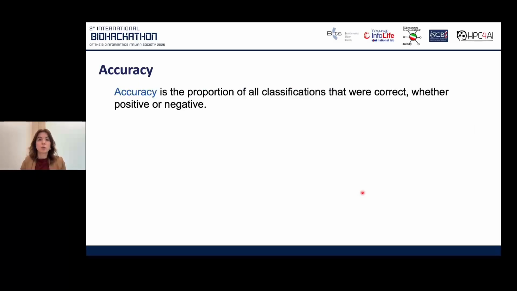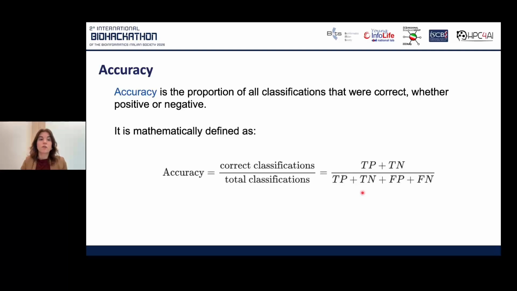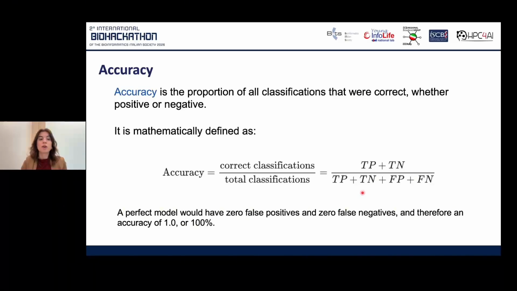So true and false positives and negatives are used to calculate several metrics. The first we can start with is, of course, accuracy. It is the proportion of all classifications that were correct, whether positive or negative. So mathematically it is defined as the ratio between the correct classifications, the sum of true positives and true negatives, and the total of possible classifications. So a perfect model would have 0 false positives, 0 false negatives, and an accuracy of 1, let's say 100%.